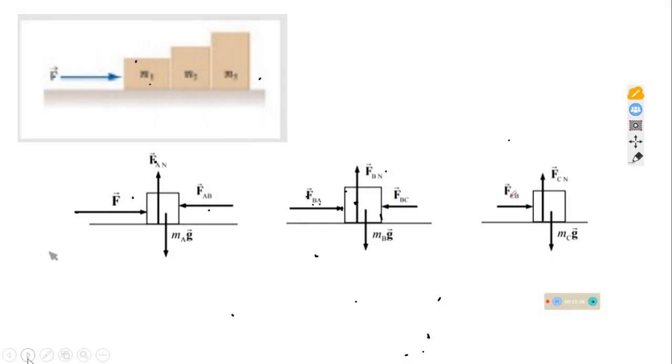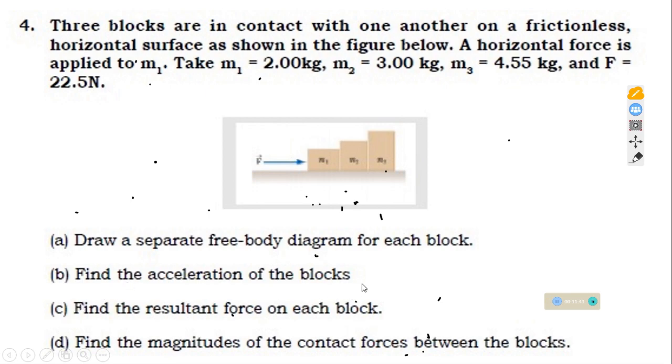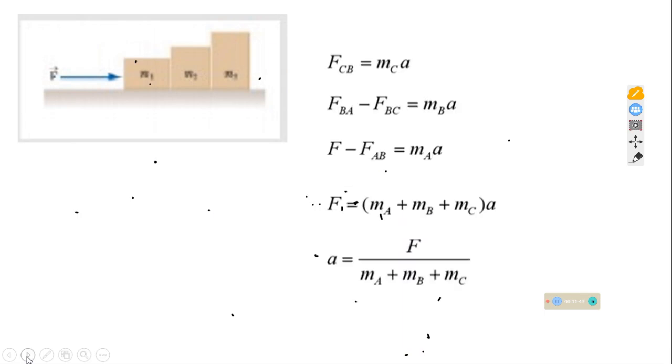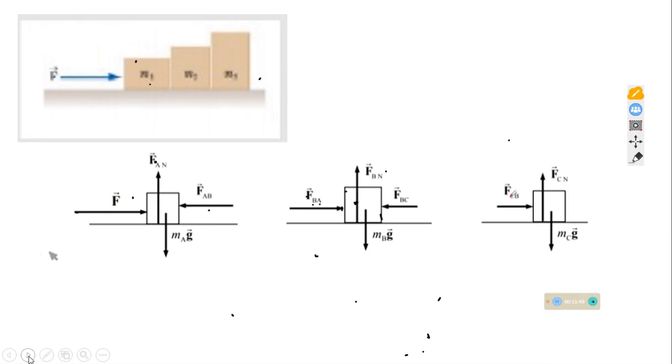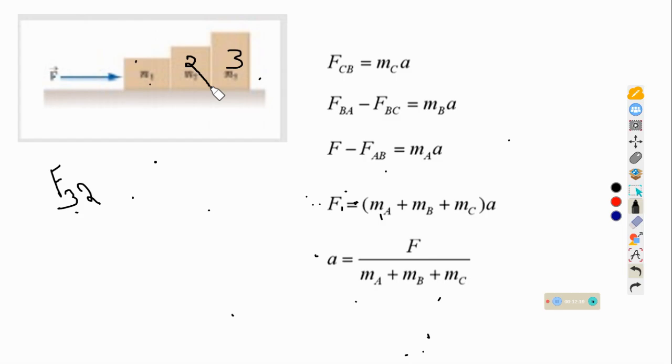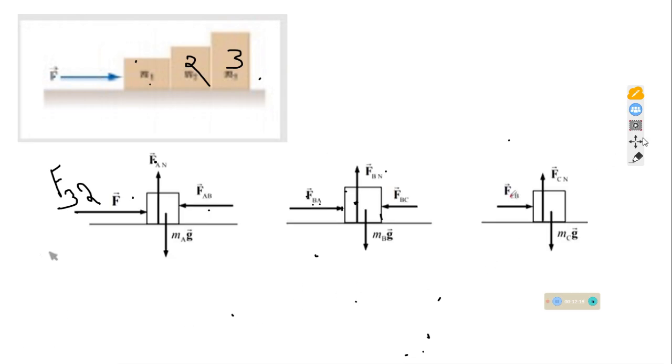Now let's see, what is the next question? Find the acceleration of the blocks. So here, for finding the acceleration, friends, let's see the third one first. Force on third block because of second block. Force on third block because of second block. So this one.